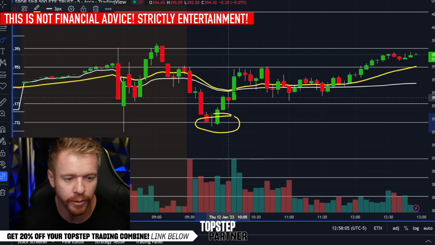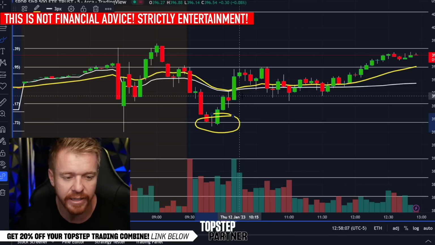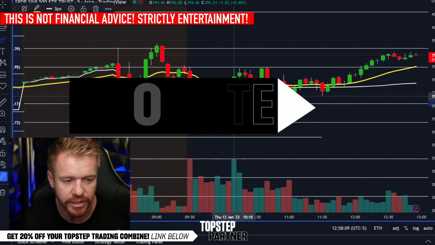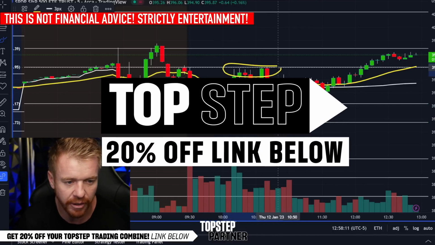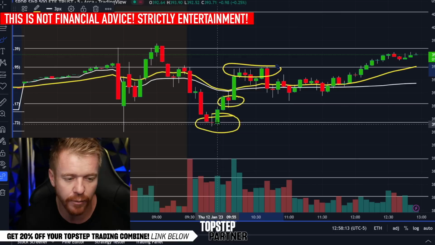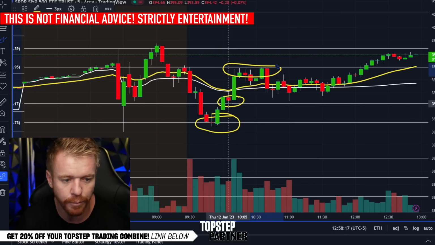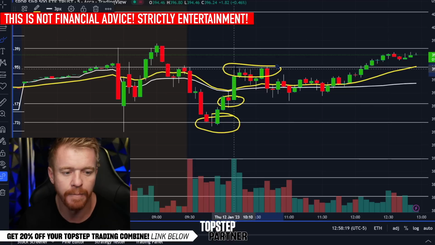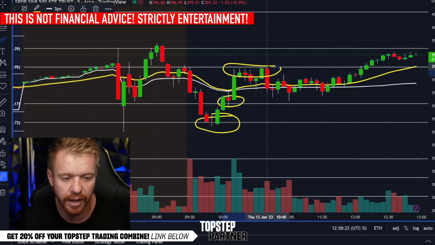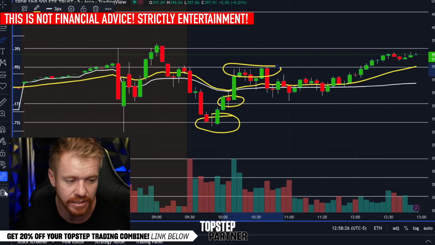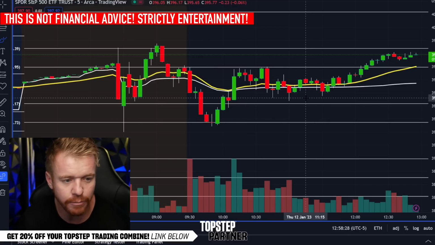We had that pivot right there at the 394s, another pivot there at the 396. Look how we have interacted with these pivots. People say these pivots don't work, blah, blah, blah, whatever. But look at how we interacted. We bounced off that pivot perfectly. We got through that pivot. We pulled back, turned it into support. We got the breakout. And then we got stuck here from 10 o'clock till about 10:40 at that pivot right there at the 396.86. So clearly you can see these pivots do work.